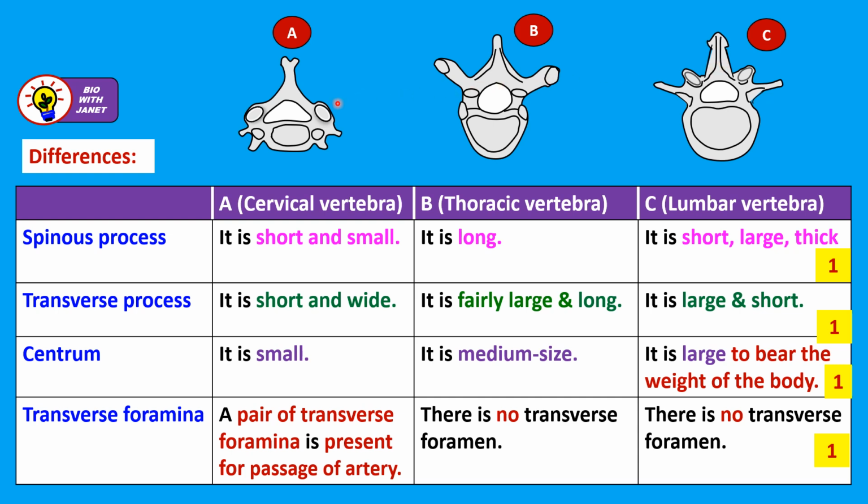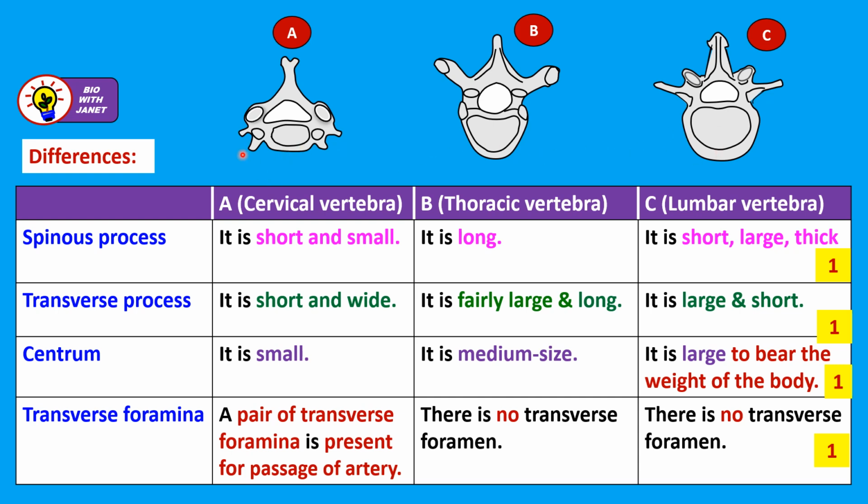Okay. Next, the transverse process. For cervical vertebra, it is short and wide. For the thoracic vertebra, it's fairly large and long. For the lumbar vertebra, it's large. It's the largest, although it can look short, but it is large. Now, the centrum. For the cervical vertebra it is small. For the thoracic vertebra it is medium size, and for the lumbar vertebra it is the largest, to bear the weight of the upper part of the body.